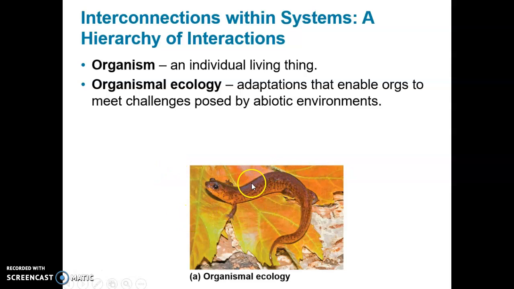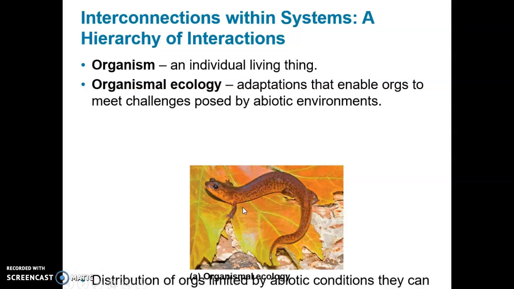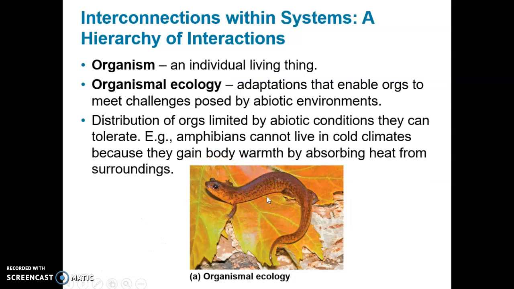Since it has moist, wet skin, for example, it can't live in a really dry place because it'll lose too much water. It will desiccate and potentially die. So the distribution of organisms is limited by those abiotic factors or conditions that they can tolerate. For example, again, amphibians can't live in really cold climates. They have no real way of regulating their body temperature the way we do. They gain body warmth and maintain their body temperature by absorbing heat from the surroundings. So amphibians and reptiles and other so-called cold-blooded or ectothermic organisms have to live in places where they can regulate their body temperature based on the environmental temperature. So it limits their habitats.